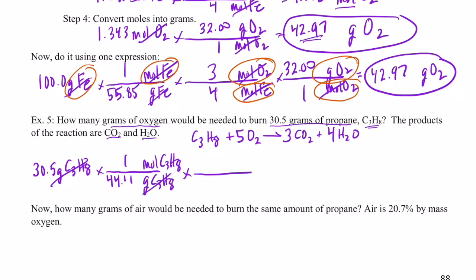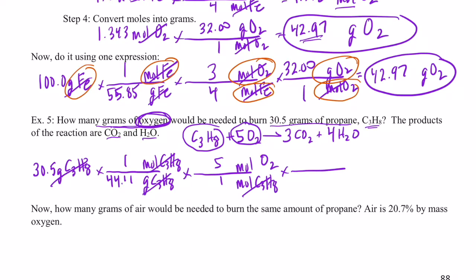Now we can use the mole ratio from our balanced equation. So we're going to get out of moles of C3H8, and we're going to get into moles of what I want to find out about. So we have to read the question again. We want to find out about oxygen, don't we? So moles of O2. So the mole ratio is, for every mole of C3H8, I need 5 moles of oxygen. So for every mole of C3H8, I need 5 moles of oxygen. So moles of C3H8 go away, and I'm in moles of oxygen.